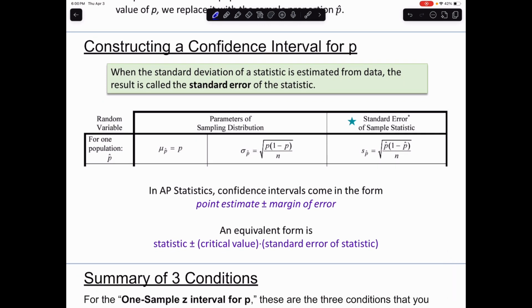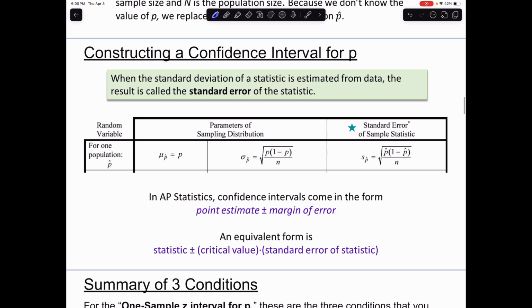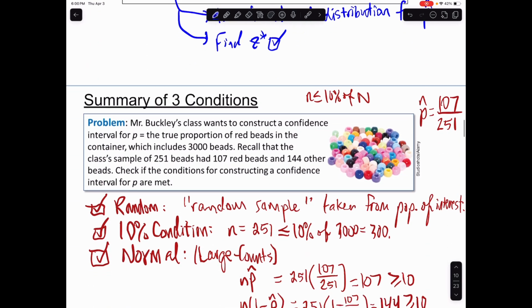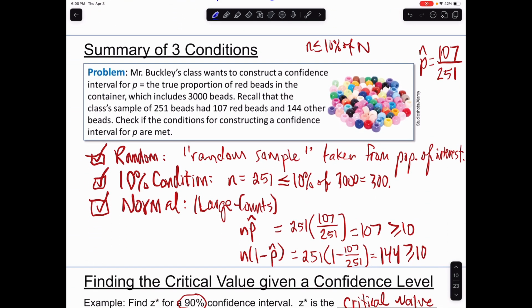Okay. So here's just another slide for where the parts of the formula are. Here's the conditions again. Here's an example. Those beads, but with the conditions. Everything's written out here. This will get you the full points for the check part of the method, the 4-part method.